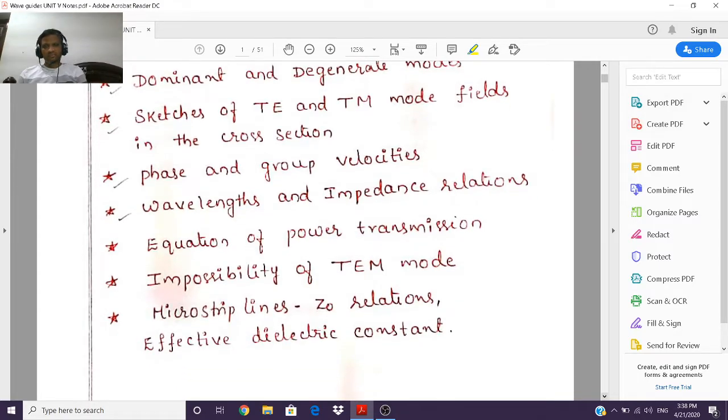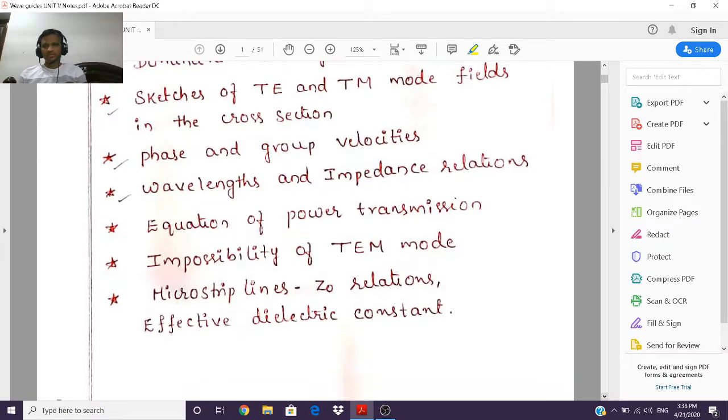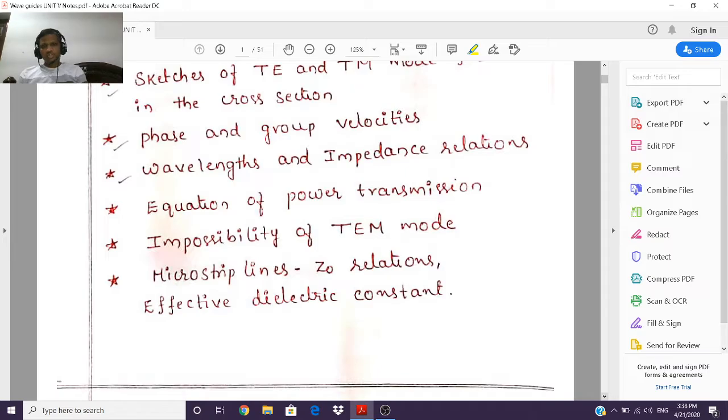Then we'll see phase and group velocities, then wavelengths and impedance relations, and finally the equation of power transmission, and the impossibility of the transverse electromagnetic mode, why this mode will not exist in waveguides, and microstrip lines and Z0 relations. So these are all the topics that we are going to cover in these maybe 20 to 25 lectures.